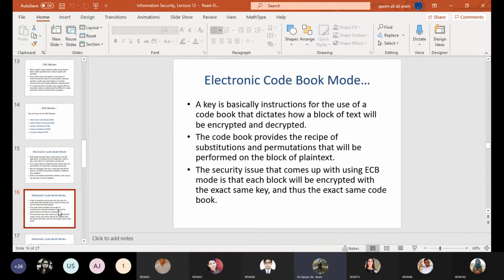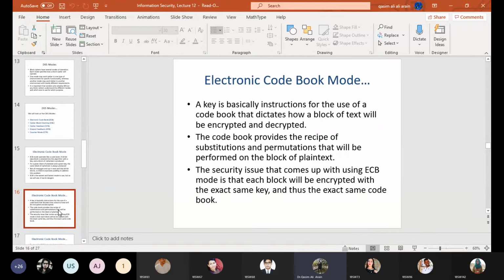Now the code book provides a recipe of substitution and permutation that will be performed on the block of plain text. The code book provides the set of instructions for how the substitution and permutation are done. You also know what substitution and transposition are, they jumble up your data. So to encrypt plain text, the algorithm performs certain substitutions and transpositions. How it will perform them is also written somewhere in a code book, right?